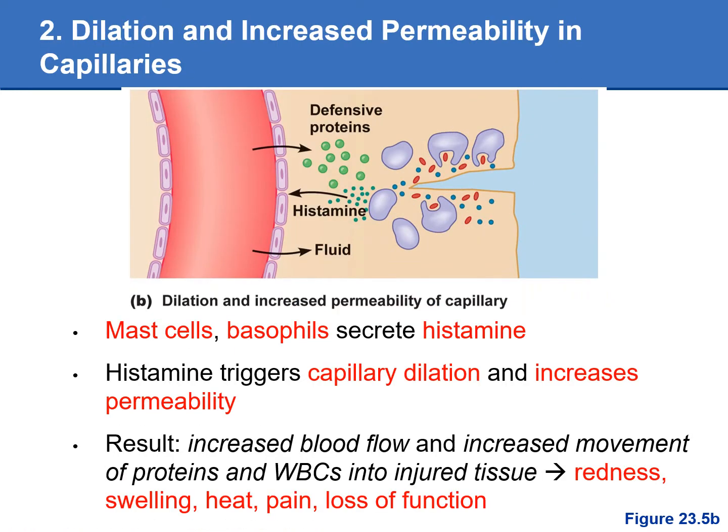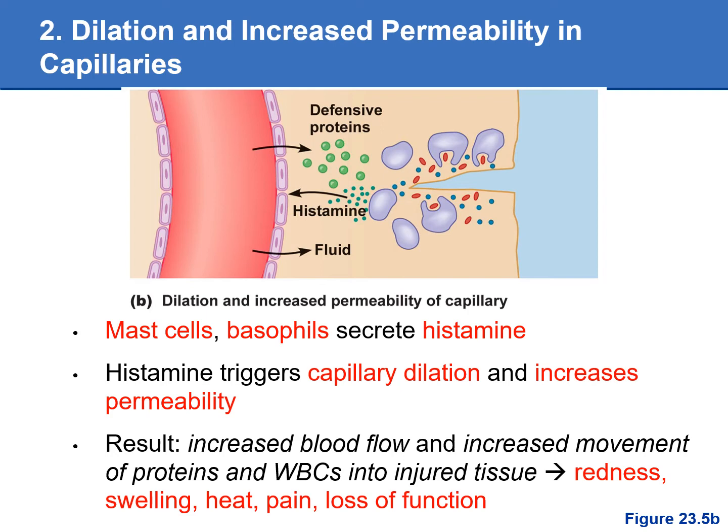And then mast cells and basophils that are in the area, they're going to secrete histamine. And histamine is going to cause 2 things. So this is important to remember. It's going to dilate the capillaries, and it's also going to increase the permeability of the capillaries. So by dilating the capillaries, we're going to increase blood flow into that injured area. And that will cause that injured area to turn red and also feel hotter to the touch. So that'll cause the redness and heat that we see with inflammation.